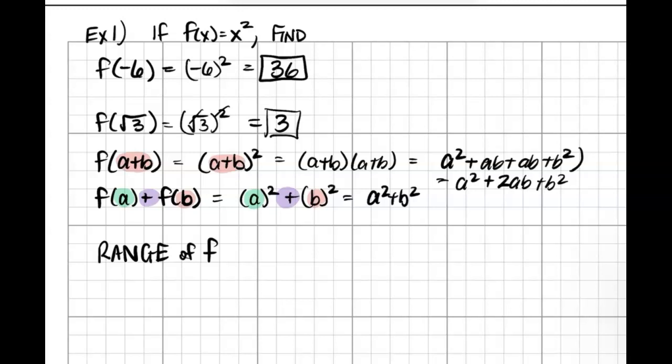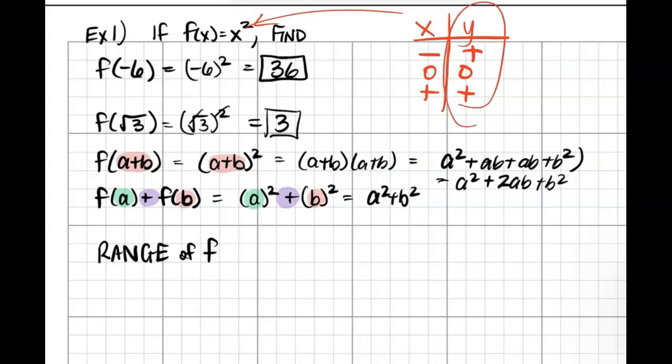The range of f, so the range, you've got to think about what are the smallest numbers you could get for f of x, and what are the largest numbers you could get for f of x. So no matter what I plug in, if I plug in a negative into this function, the square is going to make it positive. So let's think about that. If I plug in negatives, I get positives. If I plug in 0, I get 0. If I plug in positives, I get positives. So that means the y's are never negative. They go to 0, but they don't go down to the negatives.